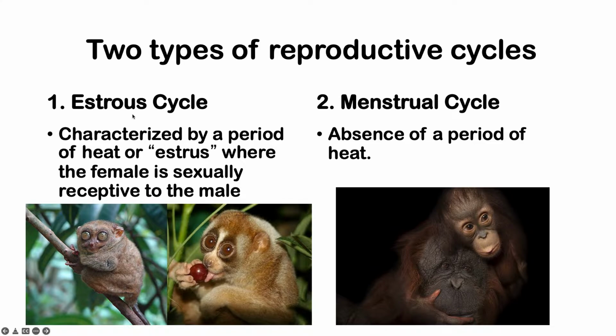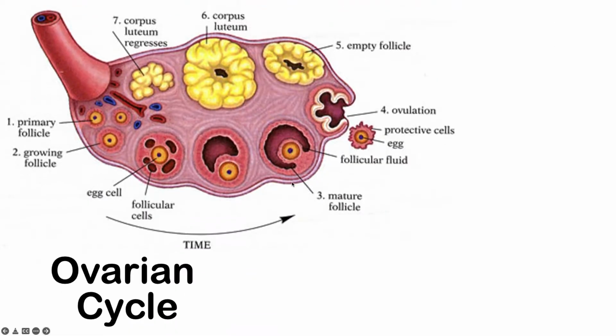This occurs in mammals except higher primates. You will encounter more of the estrous cycle perhaps in your zoology courses like Zoo 102. But for now, we will concentrate on the menstrual cycle, which is the absence of the period of heat. For the following slides, we will be looking into the menstrual cycle, or how it occurs among humans, specifically in female individuals. You are presented here with the ovarian cycle.